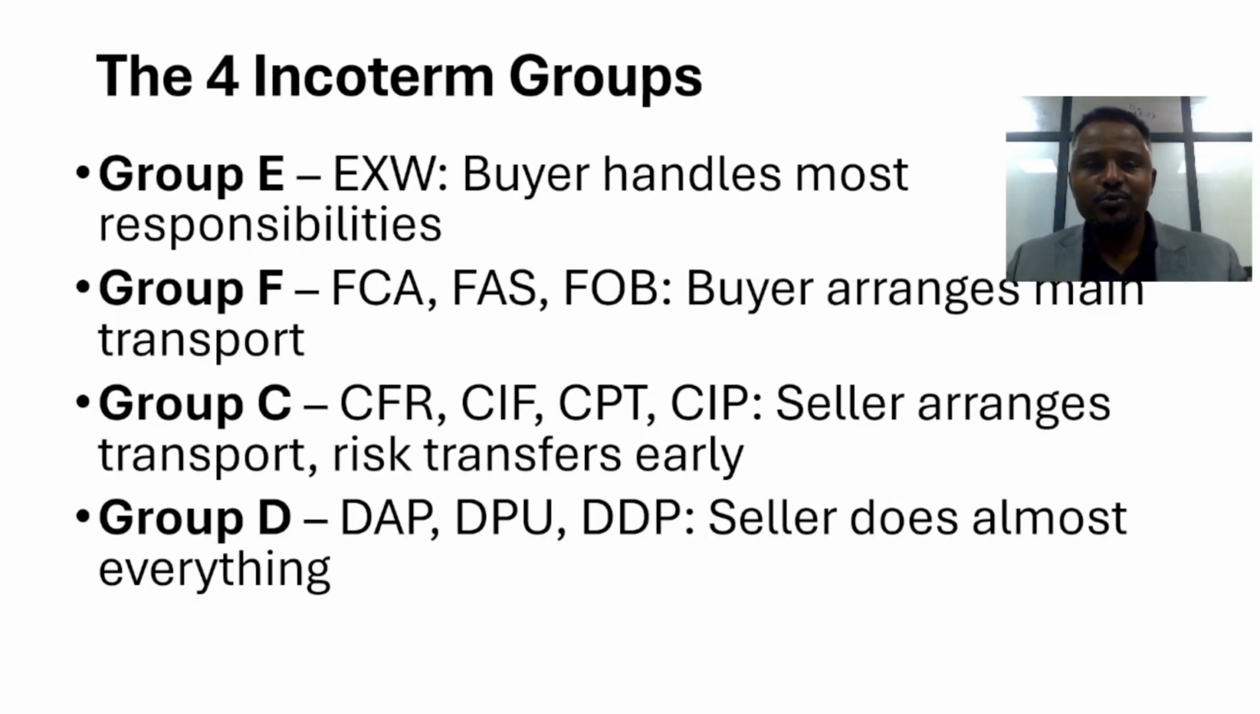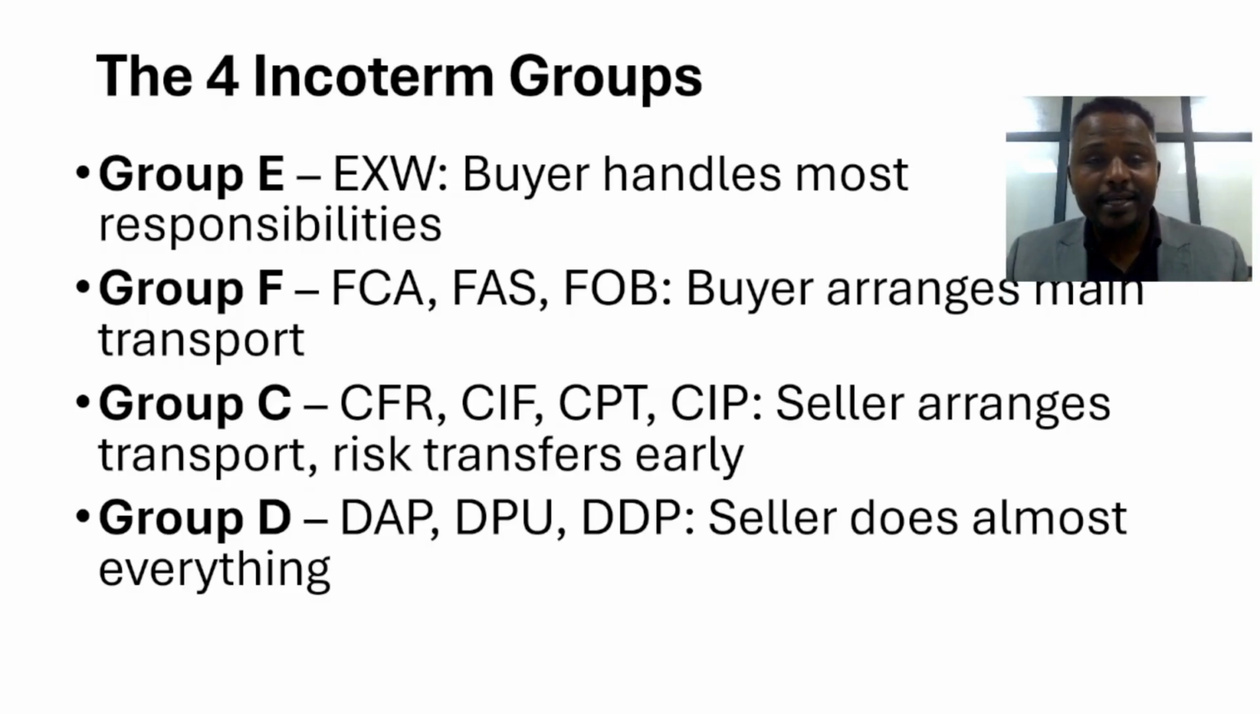Let's see the four groups of Incoterms. Traditionally, we can classify Incoterms into four groups: Group E, Group F, Group C, and Group D. This is based on the level of responsibility the seller takes on and the point at which risk shifts to the buyer, or the point at which the title of ownership transfers from the seller to the buyer. Simply, the group shows the scope of responsibility, or the burden, between the buyer and the seller.